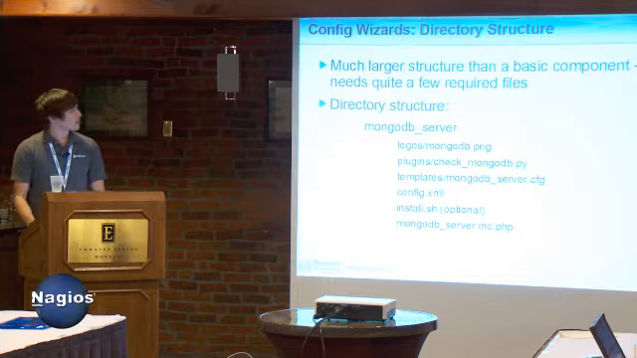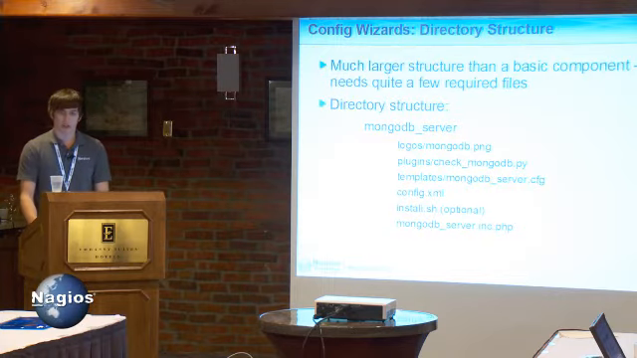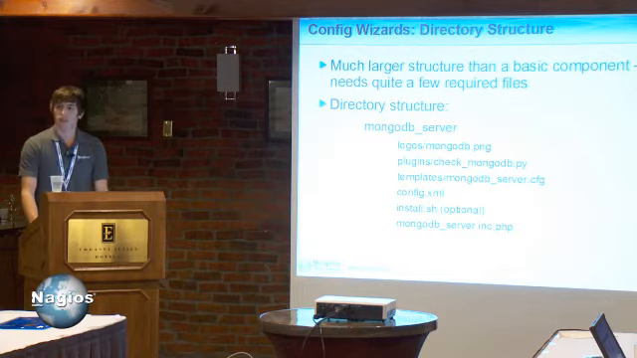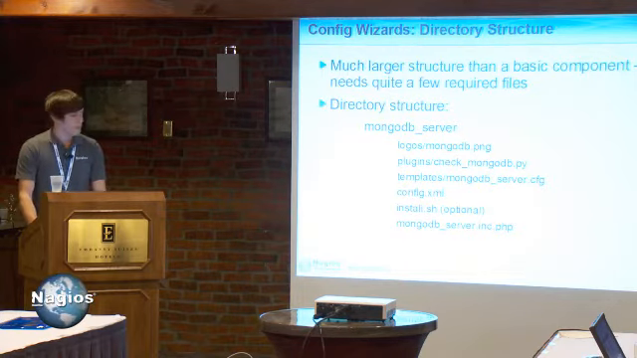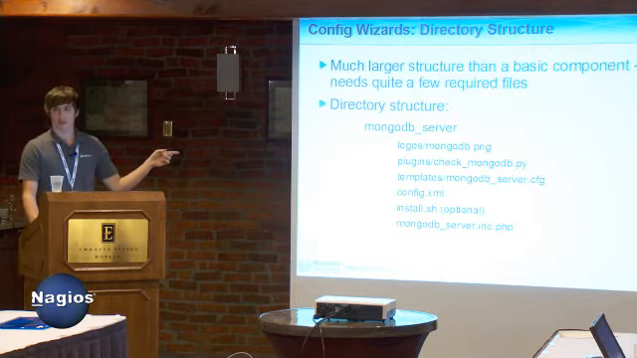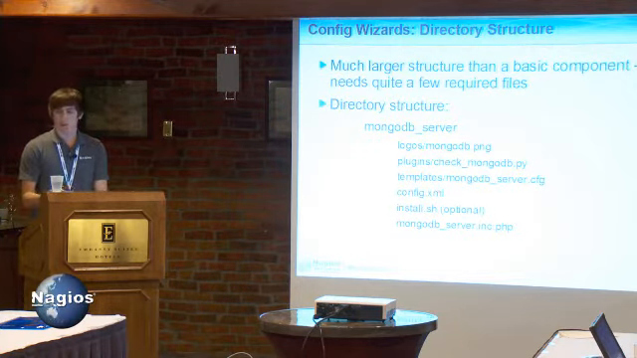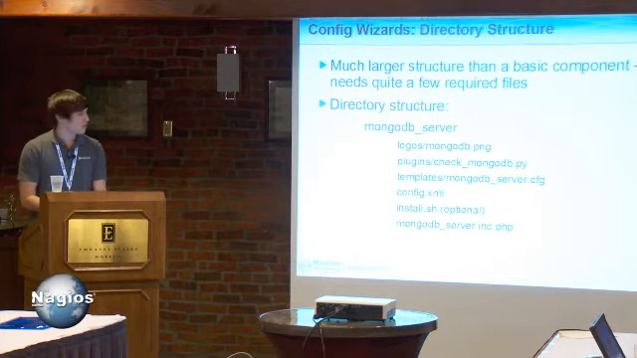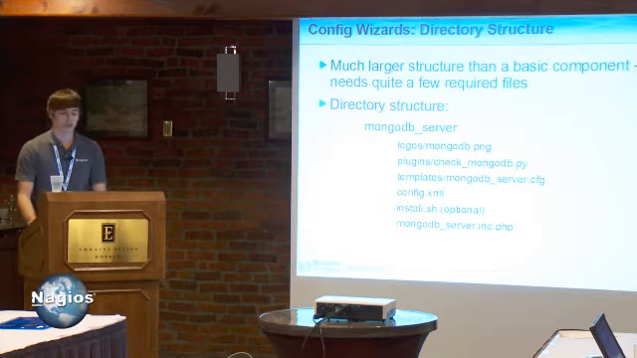So the directory structure for a configuration wizard is a lot bigger than a component because it's more structured in general. You actually have a name for your directory structure. So this is for the MongoDB server wizard. It's named MongoDB_server, and inside of logos, you'd want to put whatever PNG or GIF that you want for your logo. That's going to be what shows right next to your host.